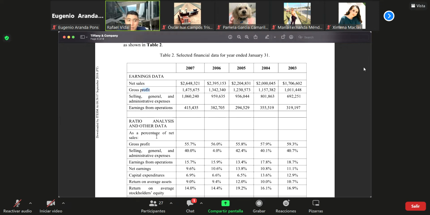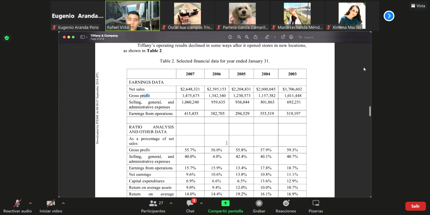Selling, general, and administrative expenses. Remember, this is divided by sales. So this number means from all the money I get from selling one ring, for instance, 40% goes to OPEX. So I can see that OPEX is staying stable. I think this is a typo, it should be 40. It's staying stable throughout the whole expansion.